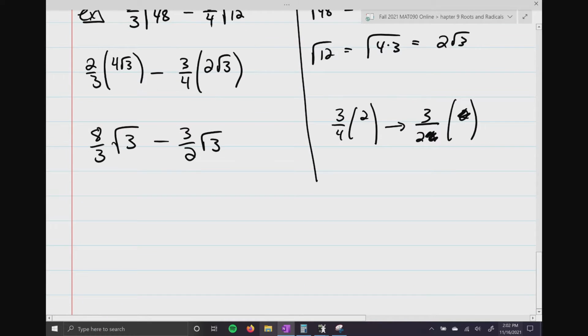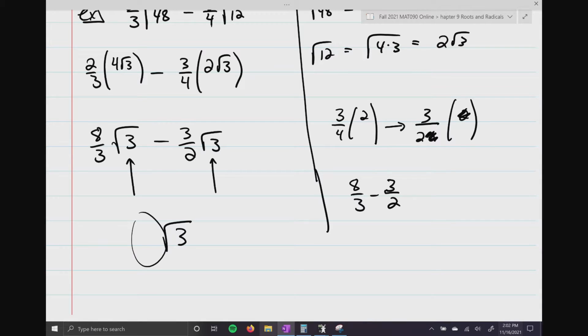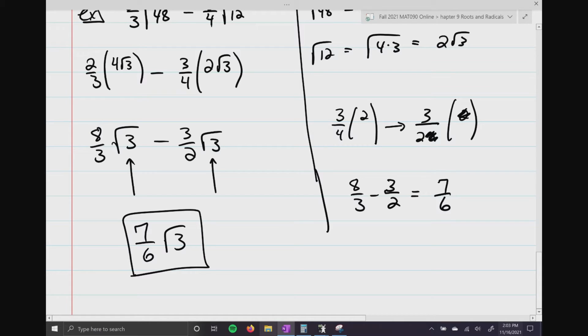Now, if you notice, the radicals are the same. So I know I'm going to have a square root of 3 for an answer. The question becomes, what's the number out front? Unfortunately, you're going to have to go ahead and subtract 8/3 minus 3/2. So I'll leave you to do that. I'll just tell you that the final result is 7/6. So this turns out to be 7/6 square root of 3. Okay?